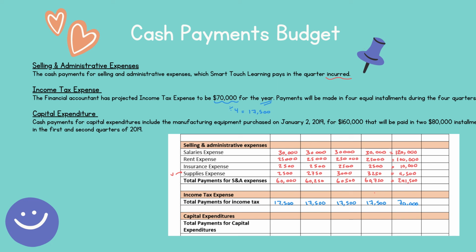Okay, now capital expenditures. Cash payments for capital expenditures include the manufacturing equipment purchased on January 2nd of 2019 for 160,000. So this is the cost for the equipment purchased. That will be paid in 80,000 installments in the first and second quarters of 2019. Okay, so I'm gonna pay 80,000 in quarter 1 and another 80,000 in quarter 2 and nothing in quarter 3, nothing in quarter 4, so the total will be 160,000.